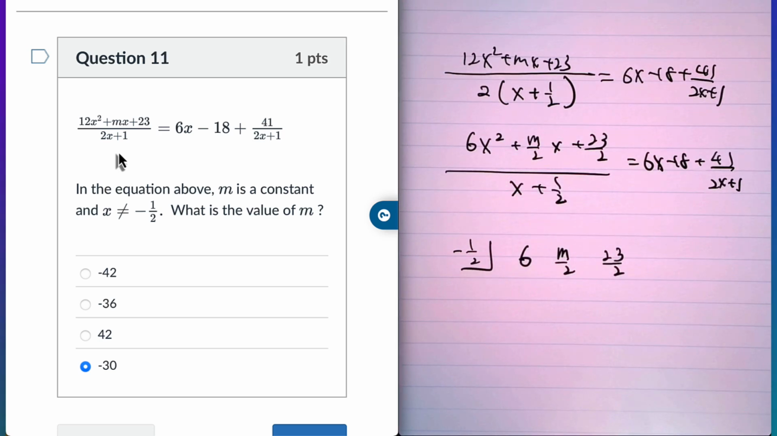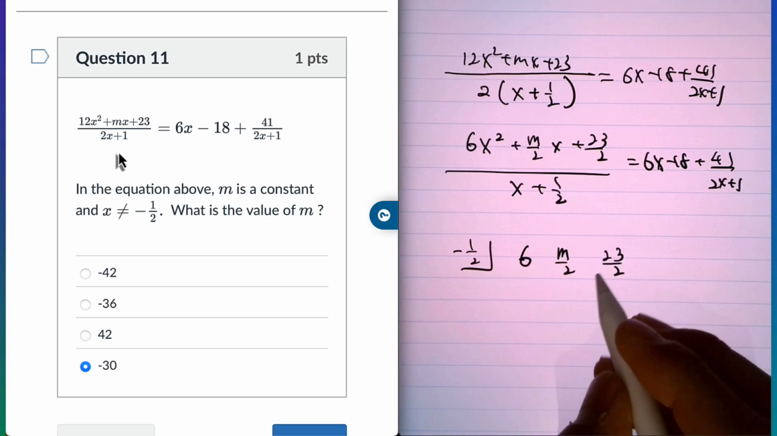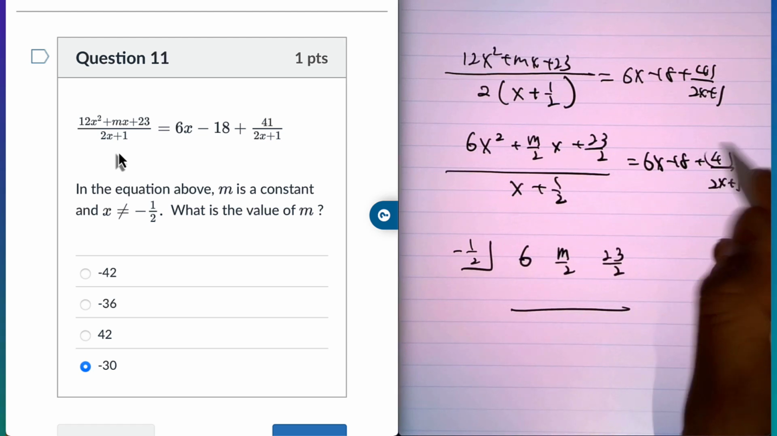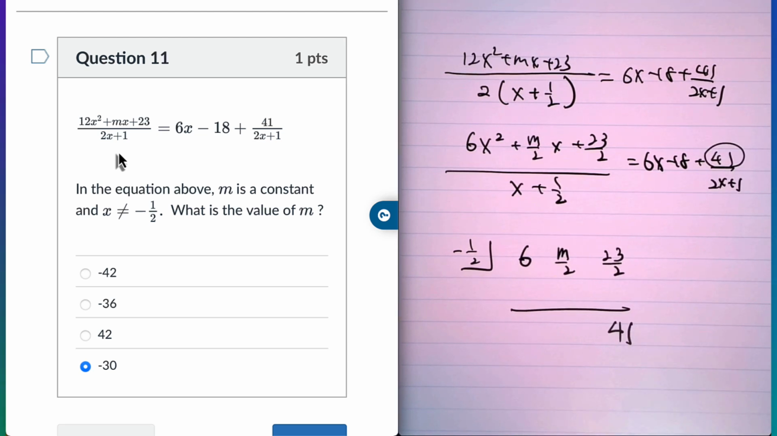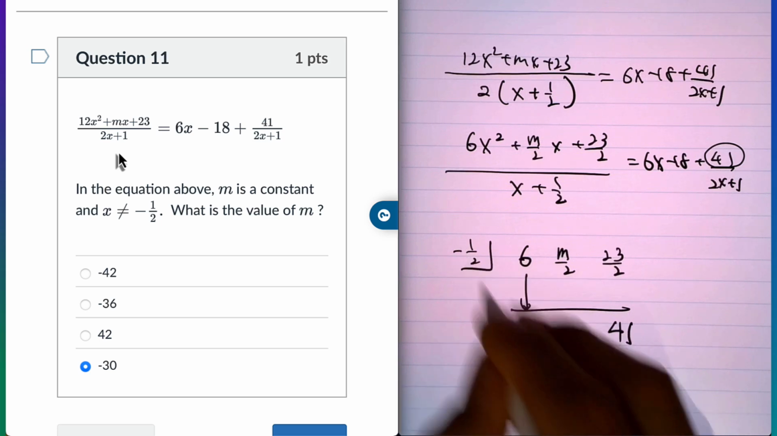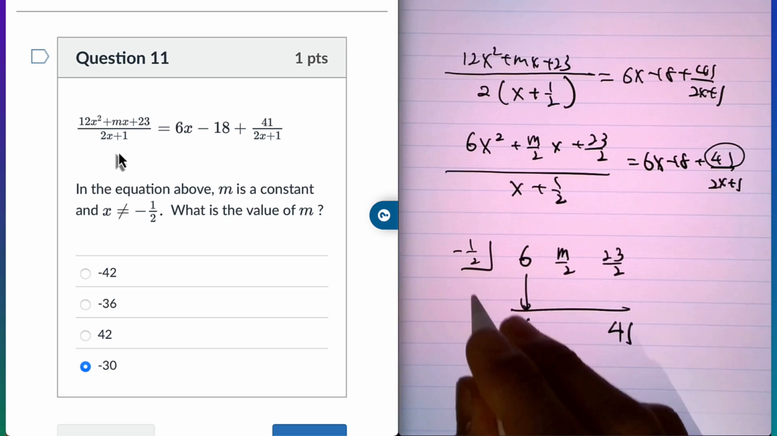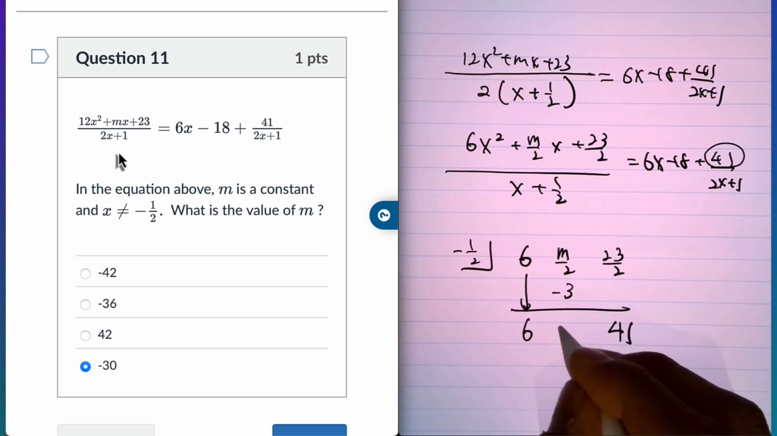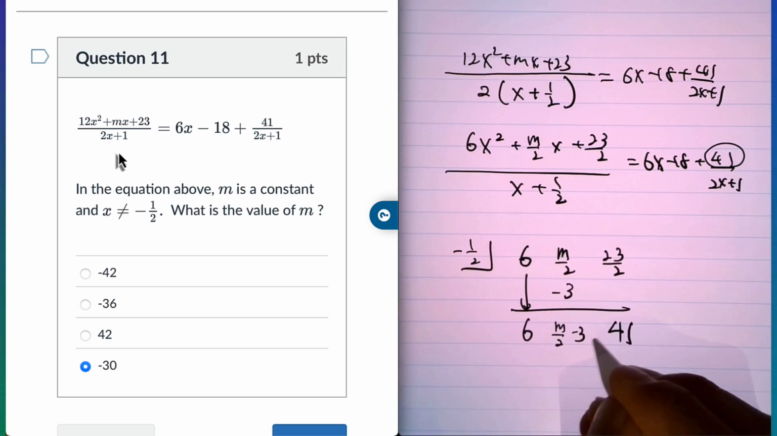Oh, there's a third way. The third way is to use the remainder theorem. So be my guest, you can choose anything you want. When you use synthetic division, we need the remainder to be 41. So on the right here, I'm going to put 41. As you know the rule, you just drop the 6 down. And when you have this diagonal, you multiply. 6 times negative 1/2 will give you negative 3. And then m over 2 minus 3.